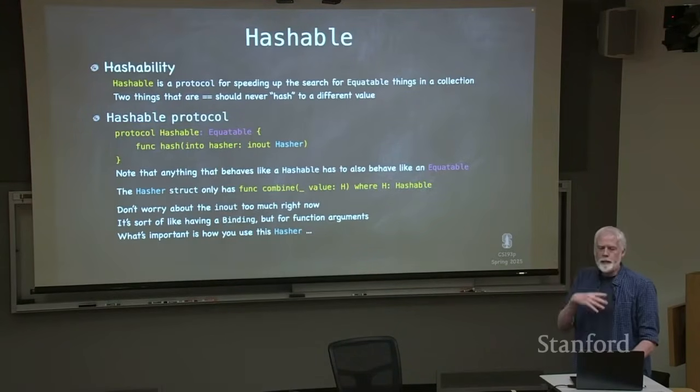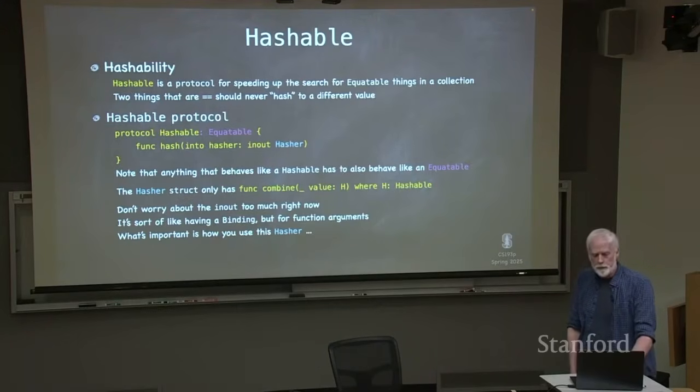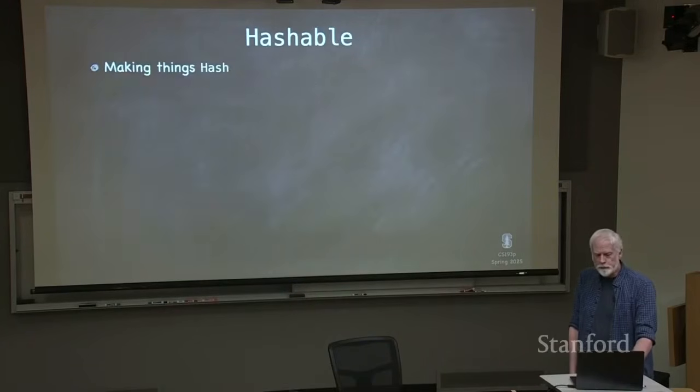But the bottom line is it does it this way because it wants to pass you the hasher. And I think it's maybe for efficiency. It wants to pass you the hasher and have you mutate the hasher with your combined thing. I'm not sure exactly why they chose this approach, but it wouldn't be my favorite. There must be a reason. There must be a performance reason or something.